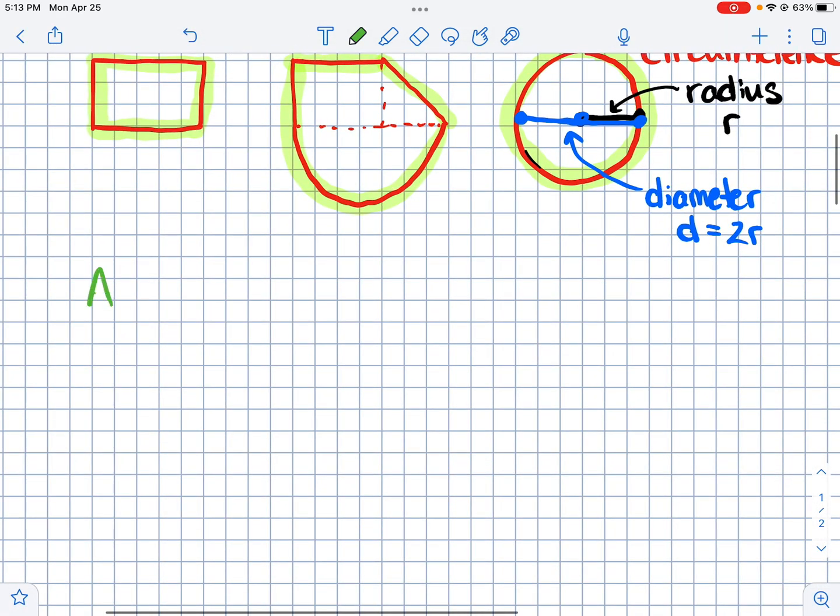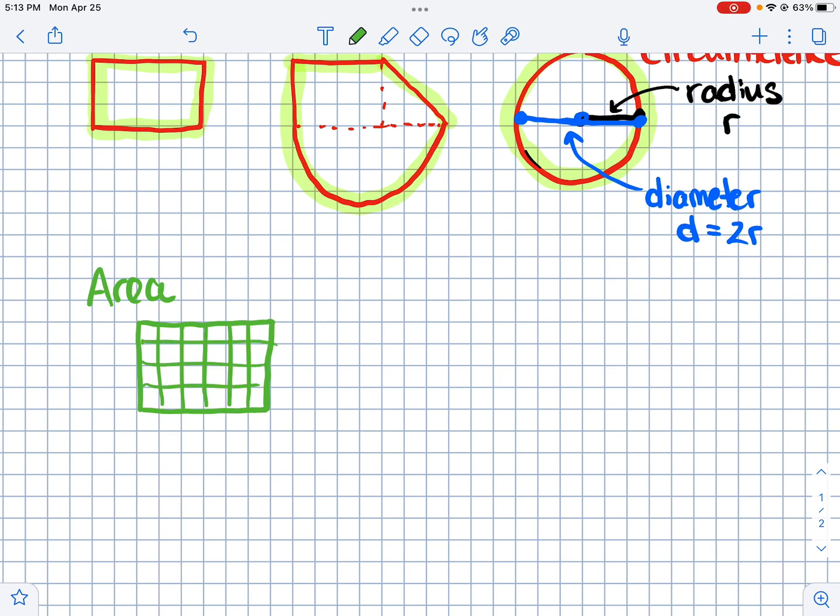Let's also talk area. So the area of an object is the space inside of it. So let's take a rectangle again. The area of it is just the number of square units that we have inside of it. So the area of this object would be all of these added up. What is that? 24 square units. Yeah, so the area is the space inside of an object.